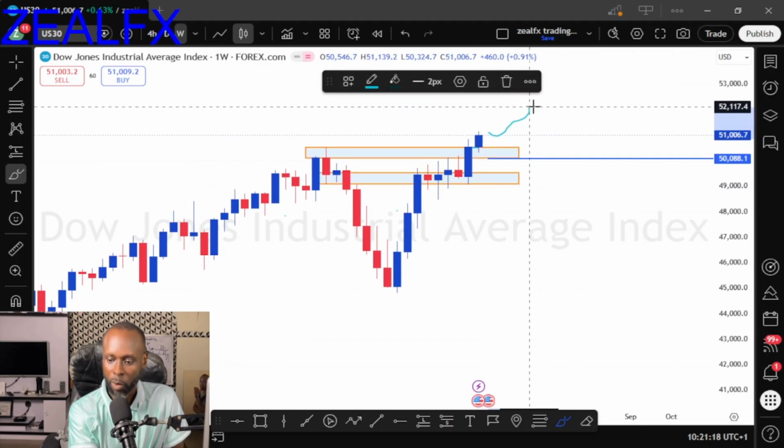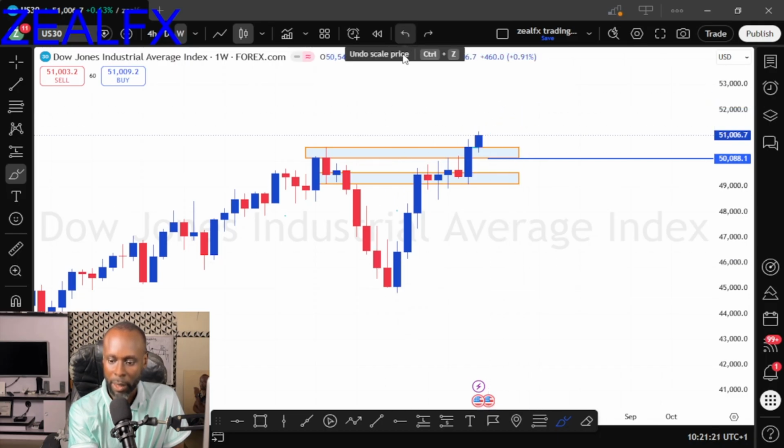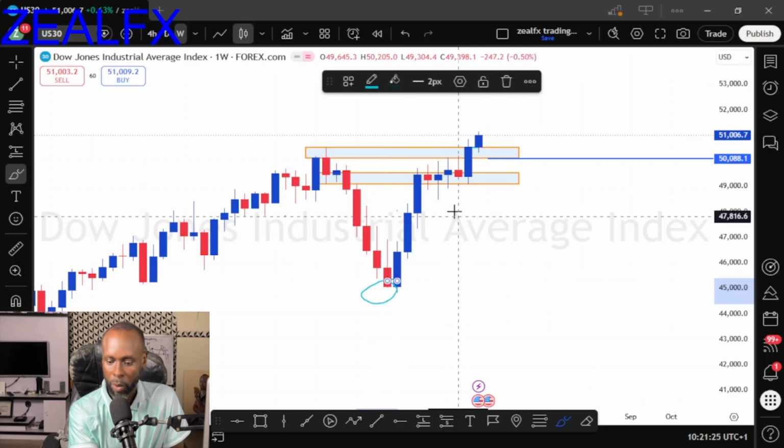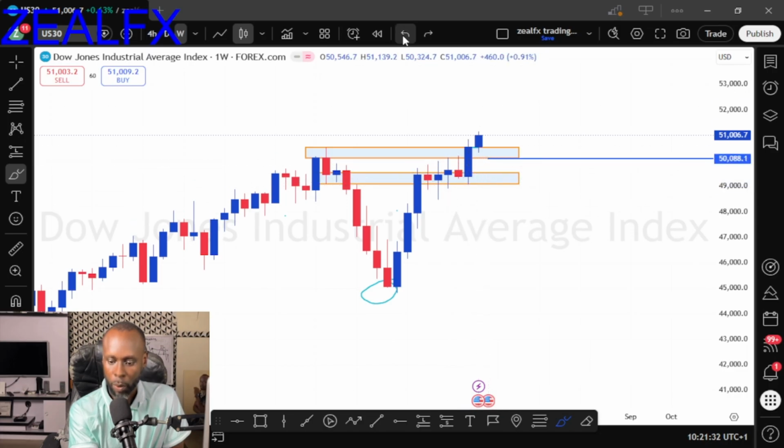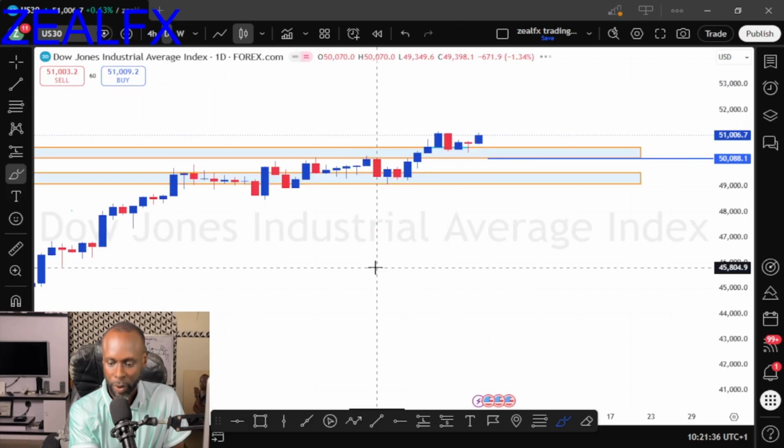We expect more buys on the US30 this week, because you can see that the trend of the market on the US30 is still bullish, which is we have this lower low, a higher low, and a higher low. So we expect more bullish trend for the US30 this week. So let's look at the daily time frame.